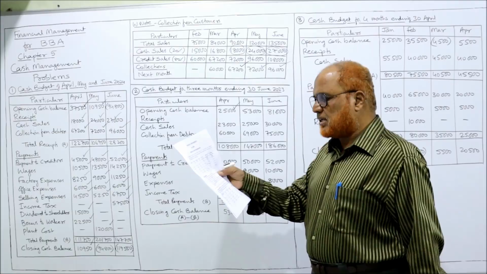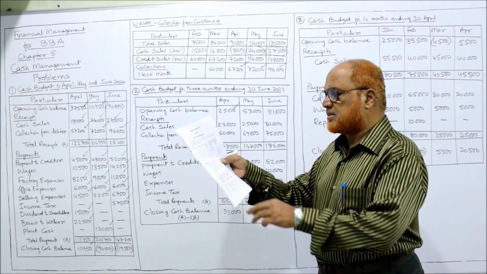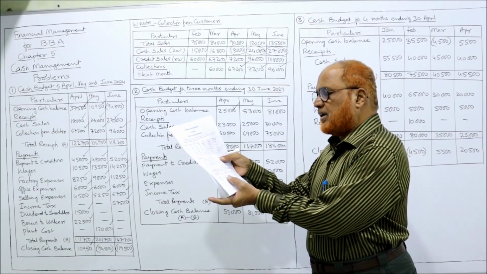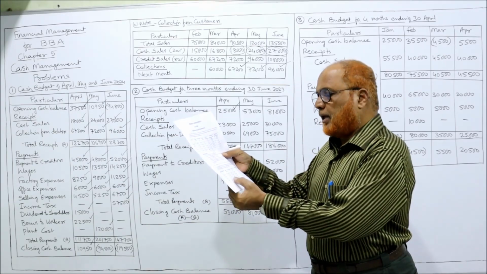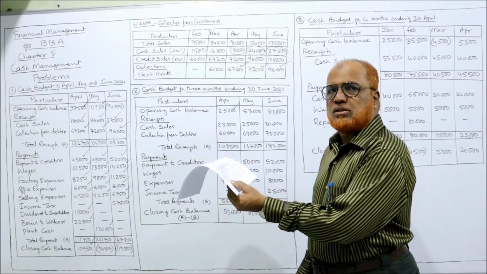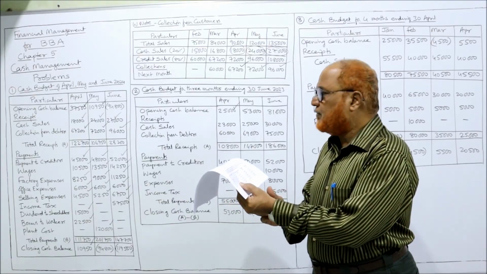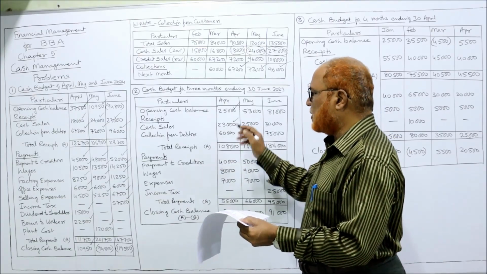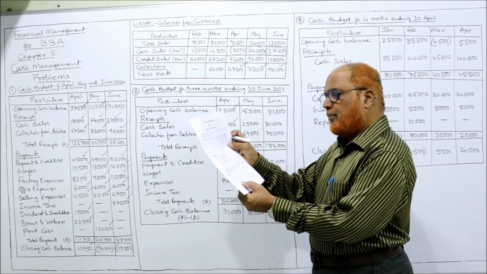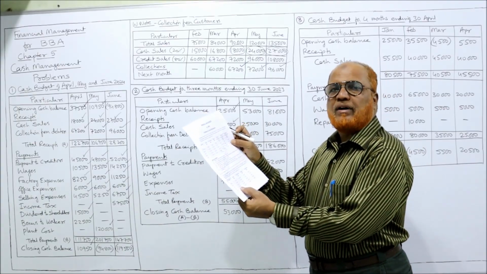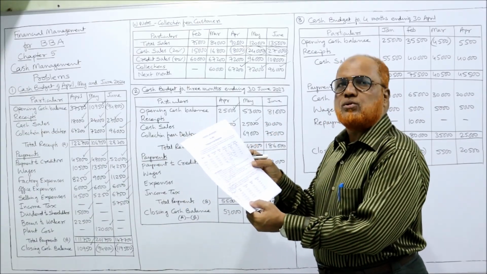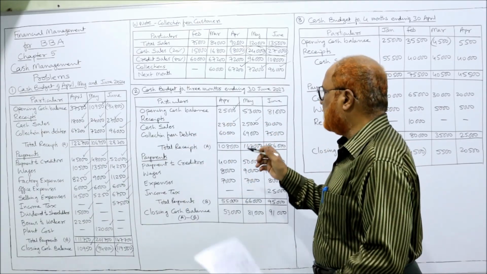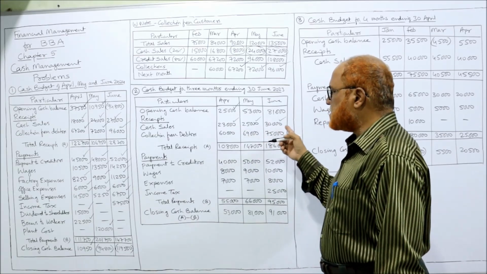Divide the sales into cash sales and credit sales. The total sales are 75,000. Then, first of all, we will make cash sales. So April month 92,000. 25% of 92,000 you will get 23,000. In the same way, May 1 lakh. 25% of 1 lakh is 25,000. Then 1,20,000 into 25% is 30,000. So we got the cash sales.